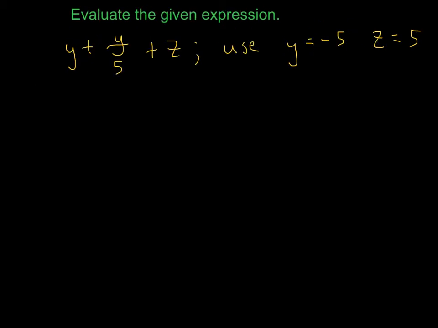Moving on to our third example. You guessed it, press pause, copy everything in. Okay, so we have y plus y divided by 5, not y over 5, plus the value of z, where y is negative 5 and z is 5. So go ahead and try to substitute those values in carefully.